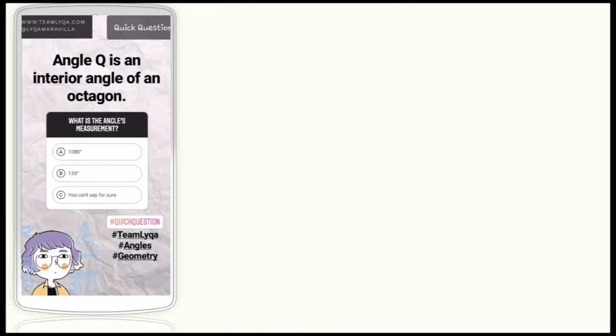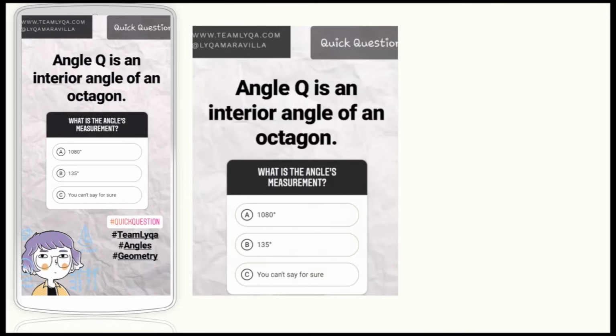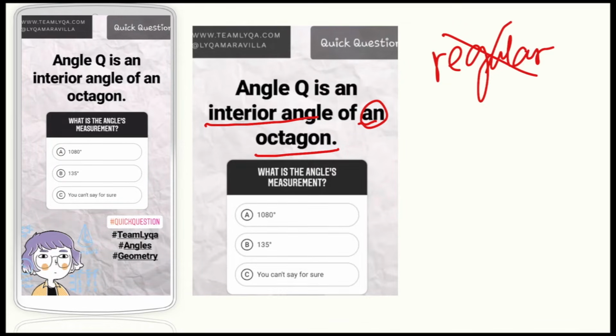Okay? So, balikan natin yung ating question sa Instagram that I posted. Okay? Let's make it bigger para lang mas visual. Ang question is, angle Q is an interior angle of an octagon. What is the angle's measurement? So, again, checklist tayo. Hinahanap individual measurement or individual angle. Ang sabi dito, interior angle siya. Good tayo doon. Kaya lang, an octagon. Walang nakalagay na regular. So, hindi siya regular octagon. At sabi natin, kapag hindi regular octagon, hindi pare-pareho ang measurement ng interior angles. So, ang tamang sagot is you can't say for sure.